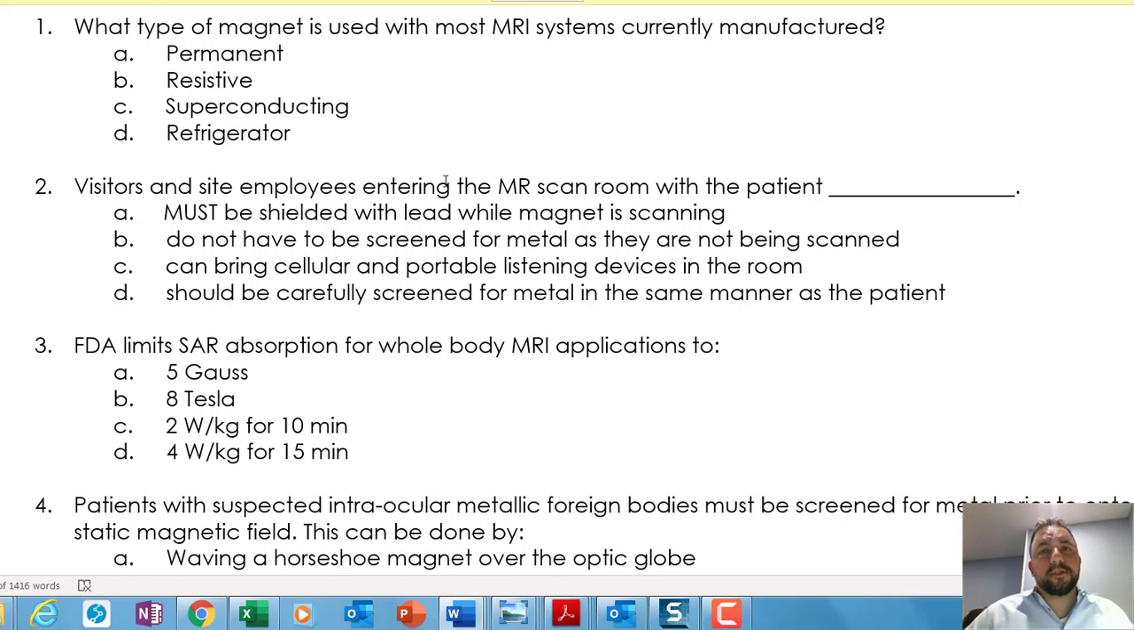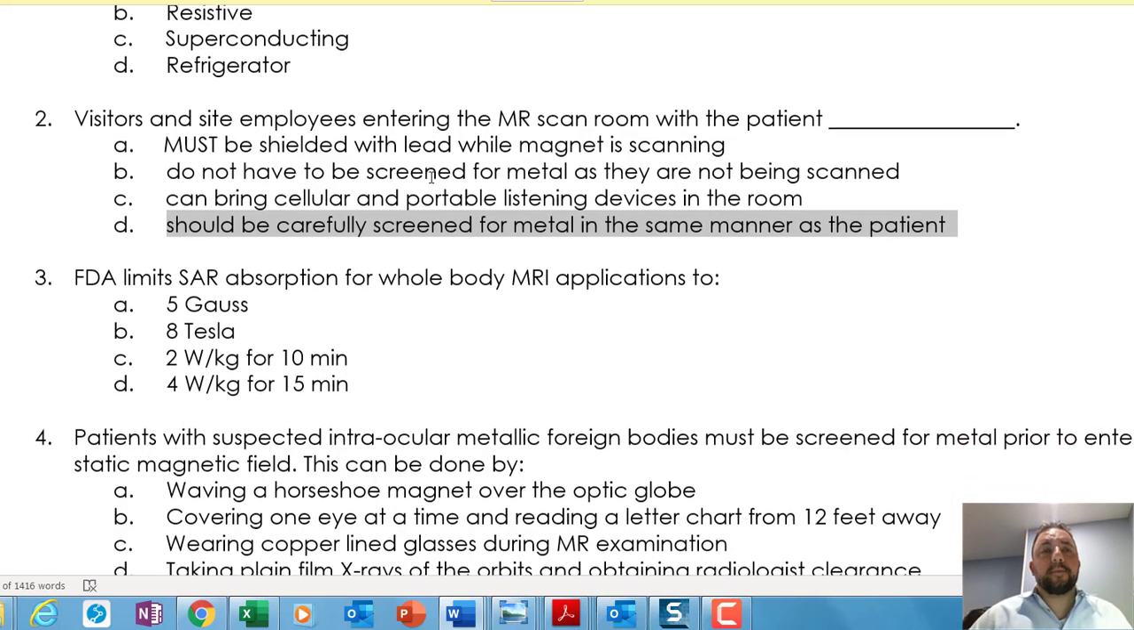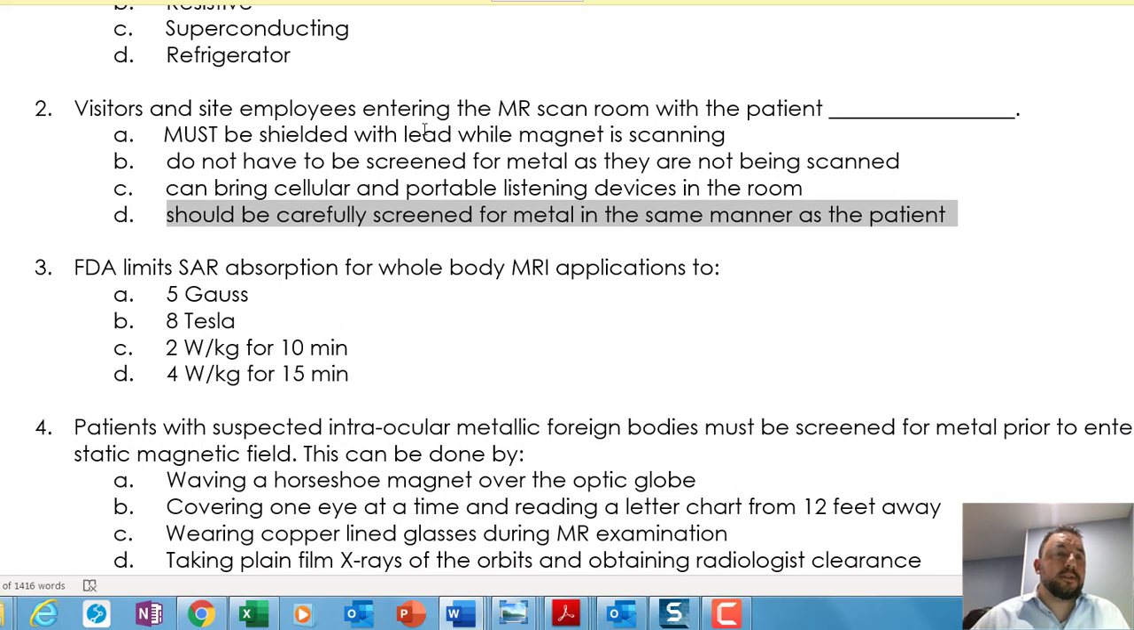Question number 2. Visitors and site employees entering the MR scan room with the patient should always be screened for metal in the same manner as the patient. So D, we always want to screen visitors with patients as if they are the patient themselves being exposed to the magnetic field. So we're screening for ferrous objects, we're screening for implanted devices.